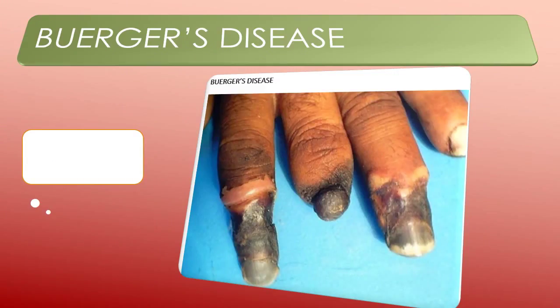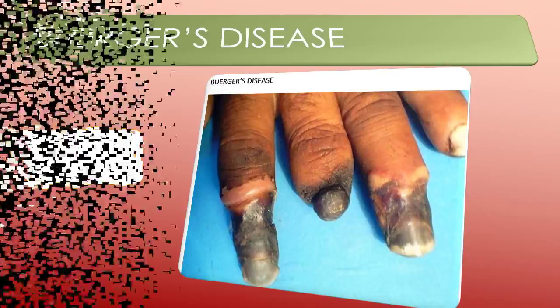Buerger's disease is a relatively uncommon occlusive disease limited to the median and small arteries and veins, usually identified in young adults who smoke. Your textbook goes in a little bit more detail than that, but it's pretty uncommon. But there's a picture of Buerger's disease.